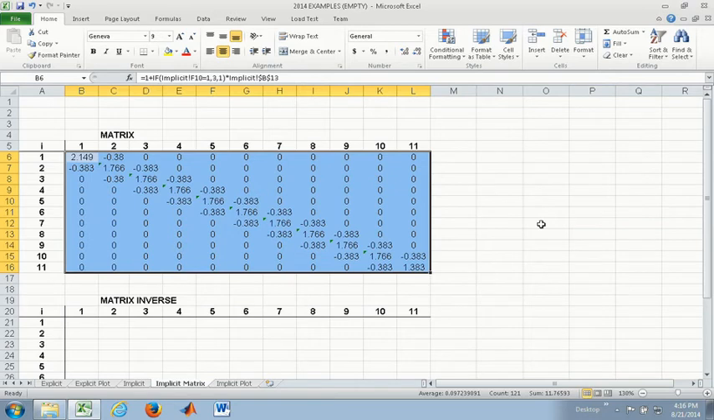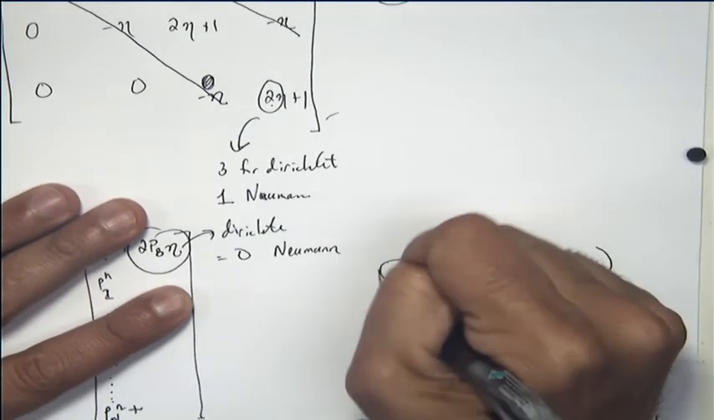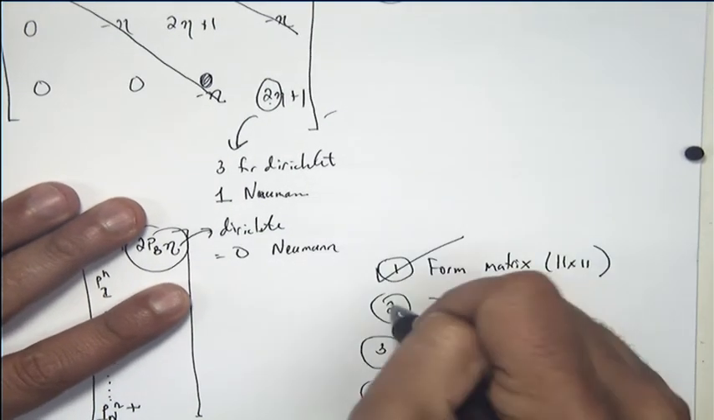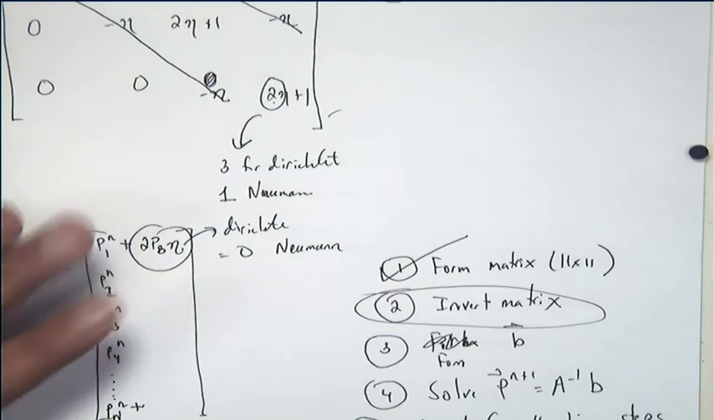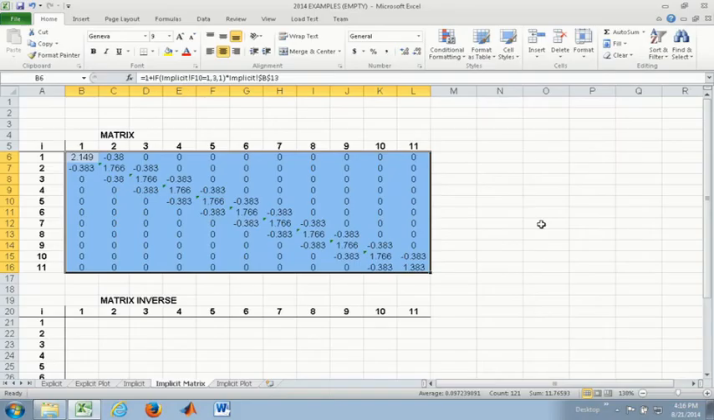What do we want to do now? Step 1, right over there, is to form the matrix. So step 1 we got right. Step number 2 is to invert the matrix. So we want to take the inverse of the matrix. We can do that in Matlab. I mean, in Excel, excuse me. It's a little tricky.